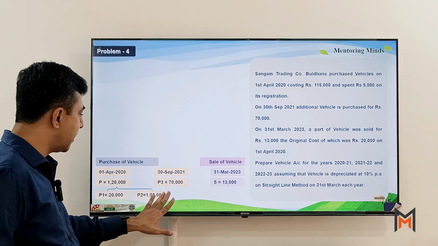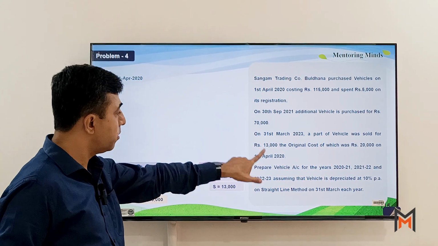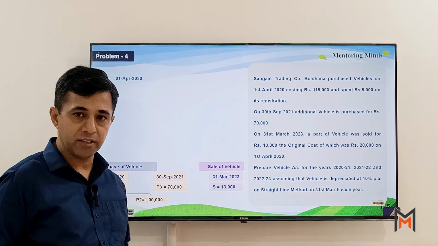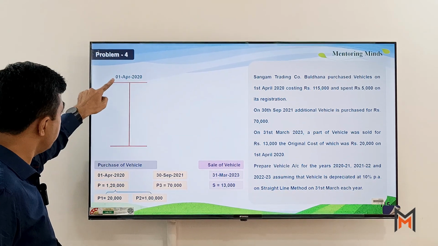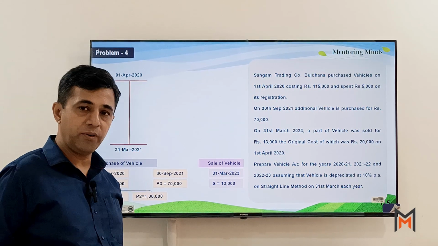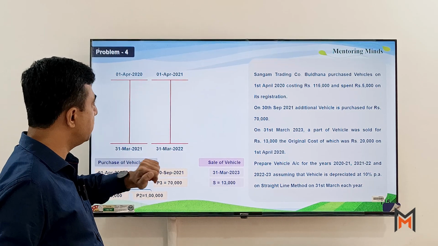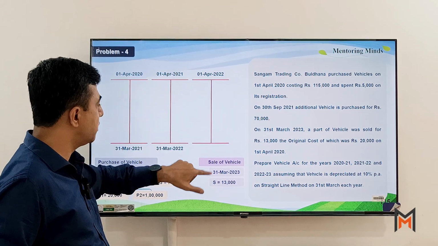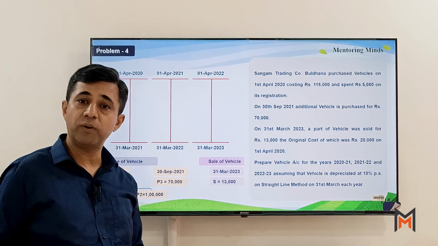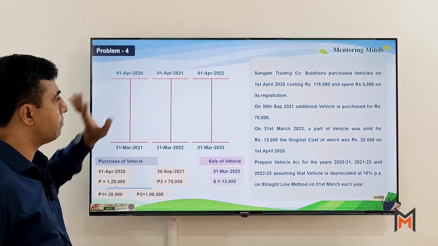So what we find that there are in short three assets with us. They are asking us for preparing vehicle account for 3 years. So हम क्या करेंगे? 1st April 2020 से start करके we will end up on 31st March 2021. The second year will start on 1st April 21 to 31st March. Third year will start on 1st April and end on 31st March 2023. Let us place the entire sum on the timeline.